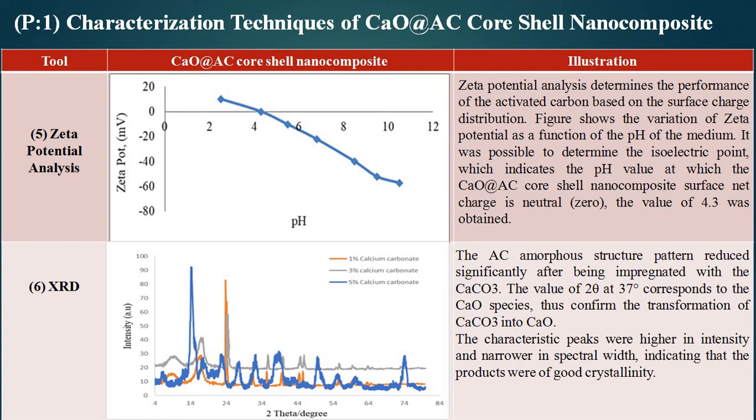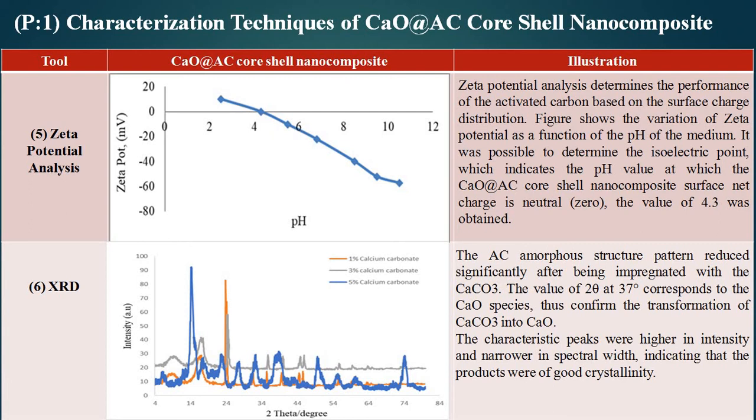The figure shows the variation of zeta potential as a function of the pH of the medium. It was possible to determine the isoelectric point, which indicates the pH value at which the calcium oxide activated carbon core-shell surface net charge is neutral. A value of 4.3 was obtained.